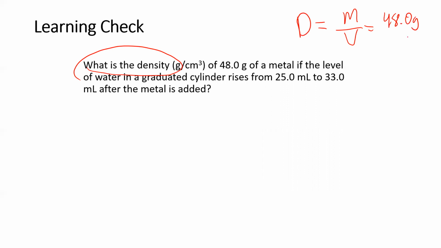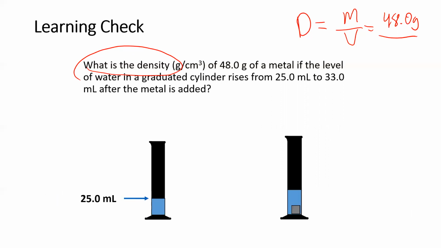It's 48 grams. What do I need? I need to get the volume. So what is the density of 48 grams of a metal if the level of water in the graduated cylinder rises from 25 mils to 33 mils after the metal is added? So we have it at 25 mils. We add the metal. It ends up at 33 mils.